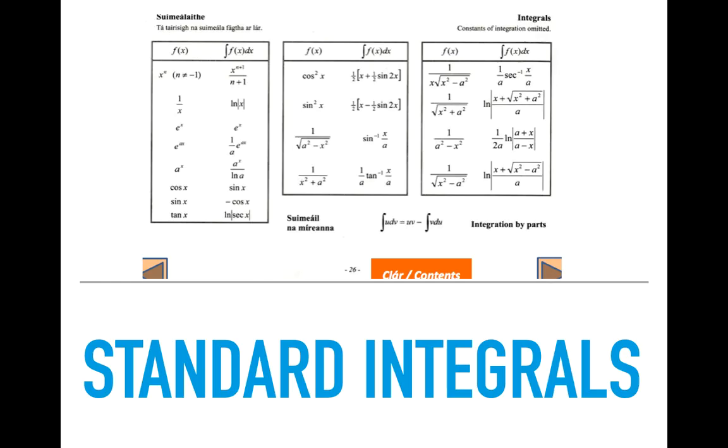Okay, example 3. We'll use a variation of that. If you have 1 over x plus a, when you integrate it with respect to x, you get the natural log of x plus a. I'll show you that probably at another date.